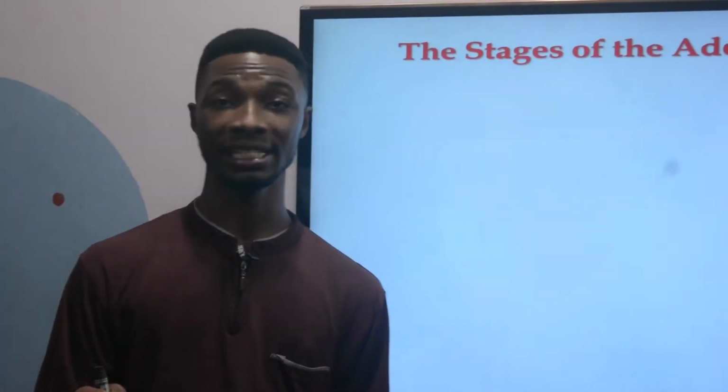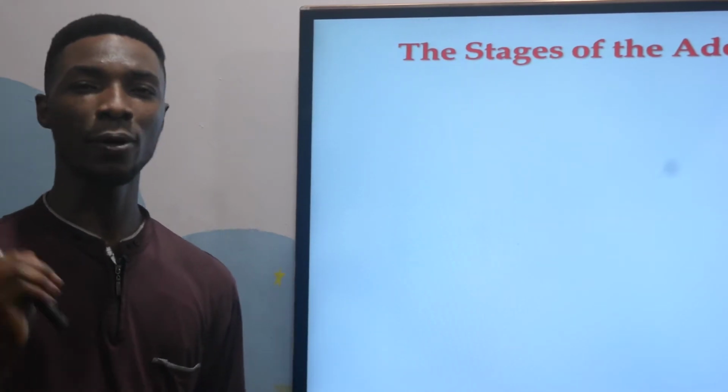The adolescence period is divided into 3 stages. I have already told you that the process of adolescence is a gradual one. It doesn't happen all at once. It is divided into 3 stages.